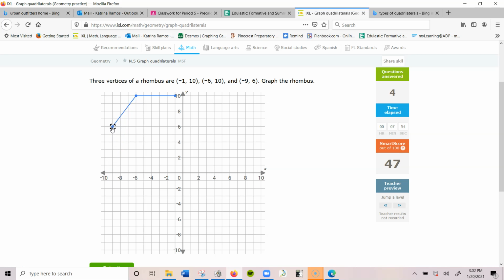Now, when you're doing the last one, you have to keep in mind that everything has to match. So for a rhombus, all sides are equal. The sides that I'm doing here, this bottom side has to match this side. So since this side is 1, 2, 3, 4, 5 units long, I have to make sure that this side is also 5 units long. So 1, 2, 3, 4, and 5.